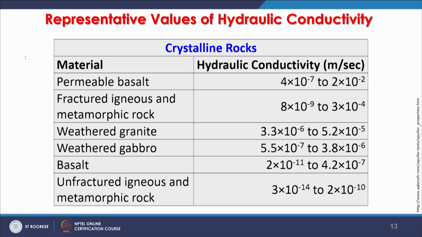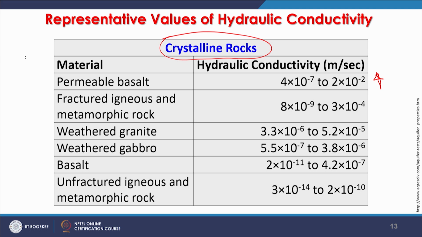Now we come to the well-known hard rock terrain, or what we call crystalline rocks. In the case of crystalline rocks like permeable basalt, I have given this example earlier also, the Deccan Trap basalt, which is there in a large part of India covering Maharashtra, Madhya Pradesh and Gujarat, the permeability may be high, hydraulic conductivity may be high, relatively compared to unfractured igneous and metamorphic rock.